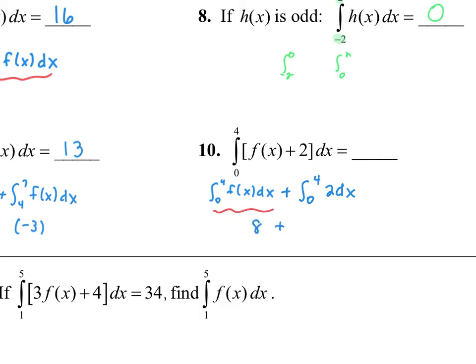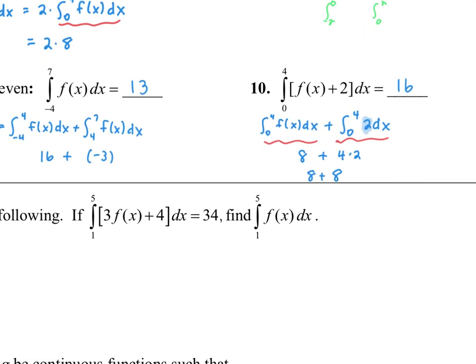I'm going to use the integral of a constant property to evaluate the second integral. I start by finding the difference of my limits, which is a 4, and then multiplying by that constant function, which is a 2. And I get this is actually 8 plus 8, giving me a final answer of 16.